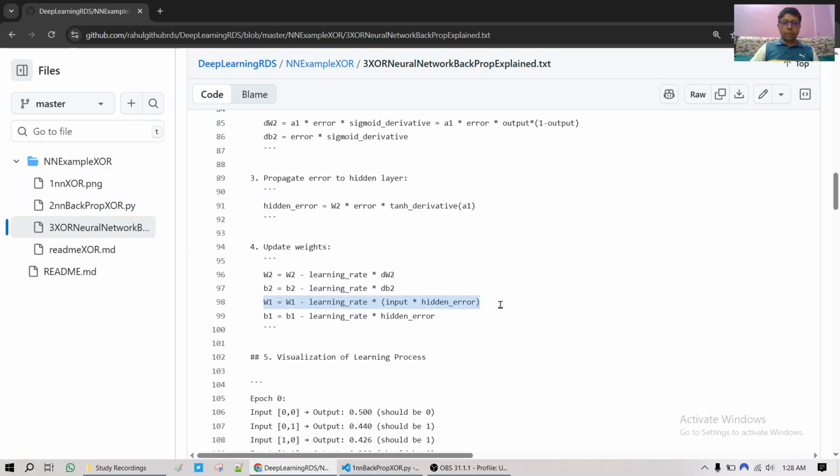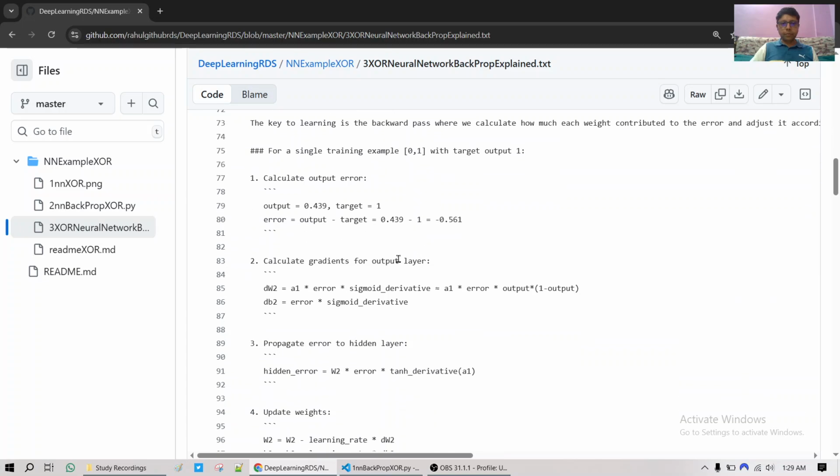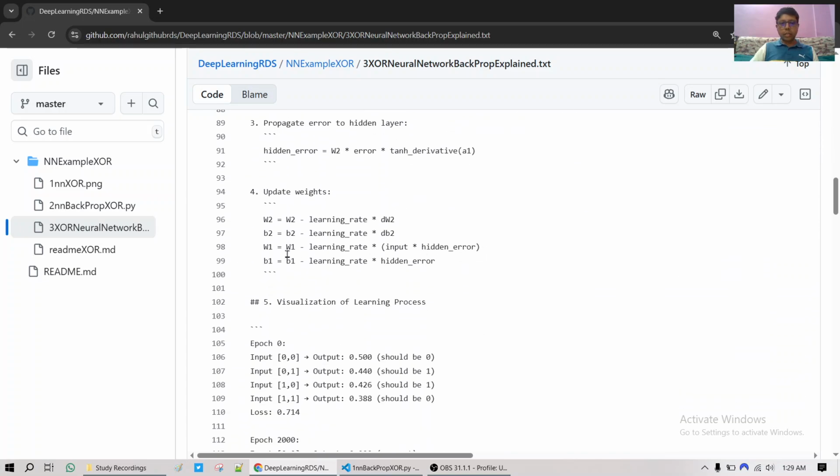So we have this W1, we have this W2, right? So for W1, the learning rate into the input and hidden layer error. At every step they have generated error. So input into the hidden layer, hidden error. So this is the new bias value. This is the old bias value. This is learning rate into hidden.